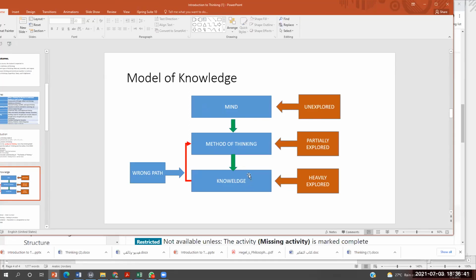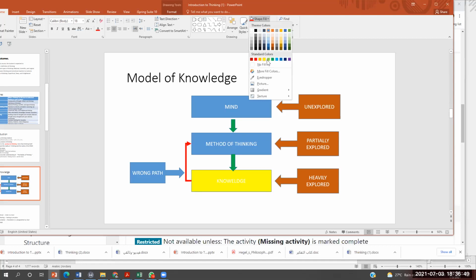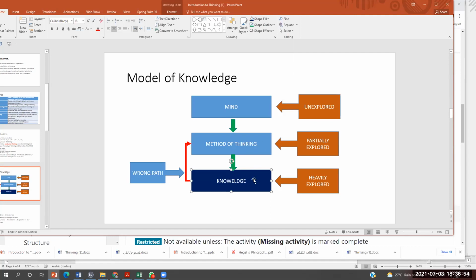So we have three things. We have knowledge, and this is the product of everything that we know: our books, our arts, our music, our geography, as I said, basic sciences, physics, chemistry, biology, engineering, civil engineering, electrical. All of this is knowledge.